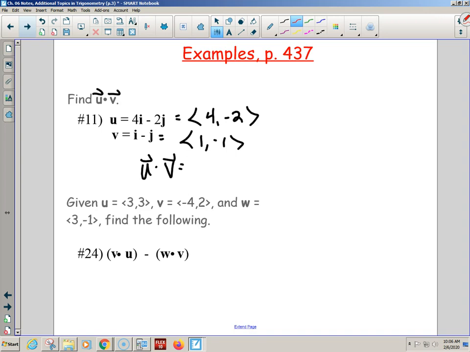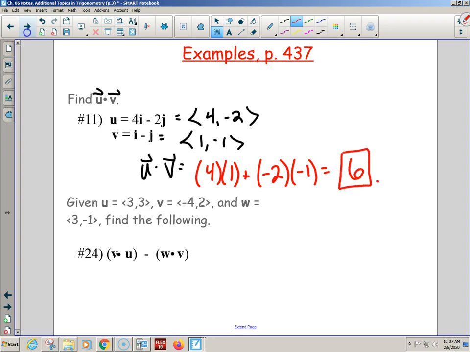Can you check it now with me? All you gotta do is say who's the x times who's the x plus who's the y times who's the y. Multiply the horizontal components, multiply the vertical components. The final answer is not a vector. Not a vector. Final answer is not a vector.